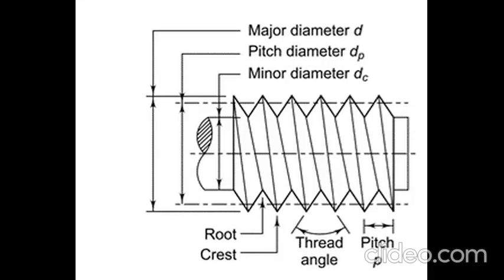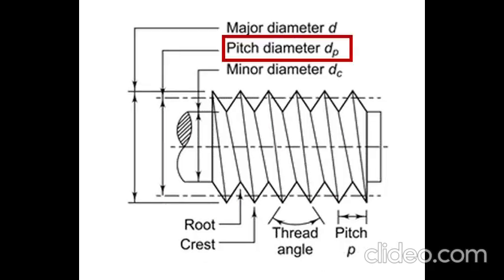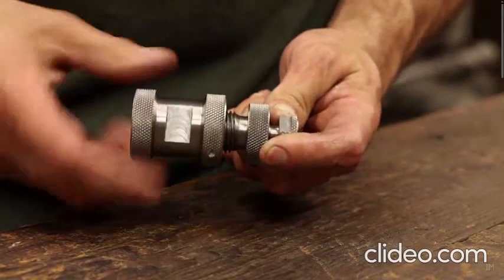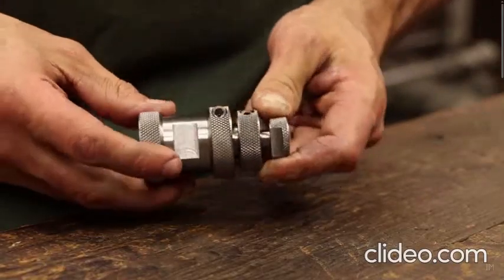The design of threads for fasteners and power transfer relies on several important measurements and metrics. One of the most important of these metrics is the pitch diameter. Pitch diameter is an important metric because it dictates how well threaded parts will mate together.